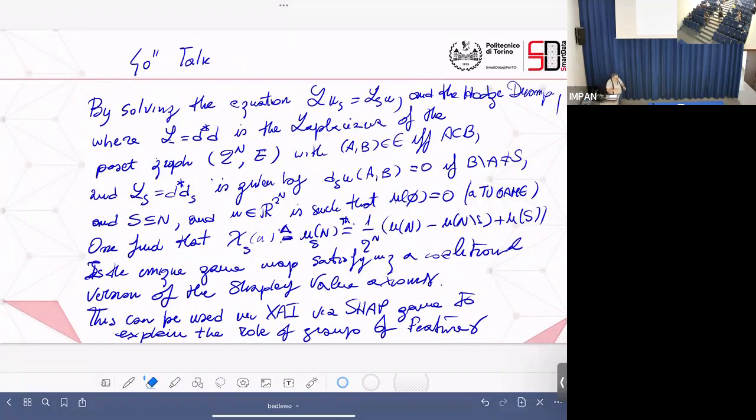So here really is what we will do. We solve an equation in terms of Laplacians over a graph, which is the poset graph of the subsets of a fixed set. And so most of the things here are about semantics more than calculation, because it's the meaning of the things, not what you calculate really. And solving this equation, we find that the solution is unique.